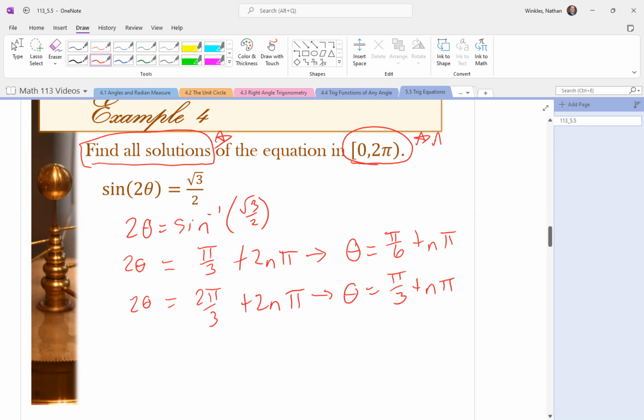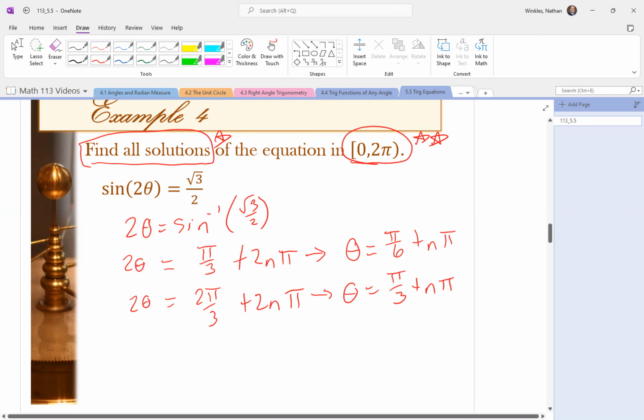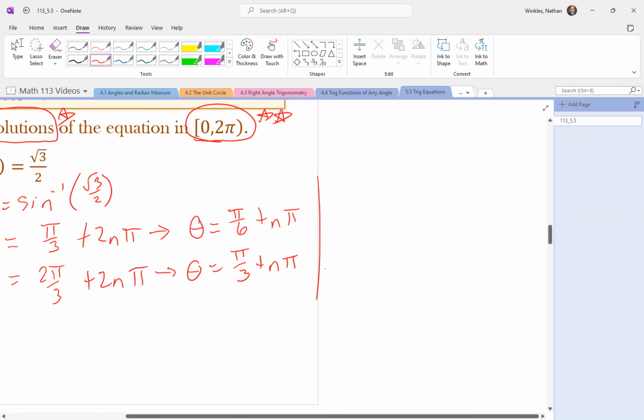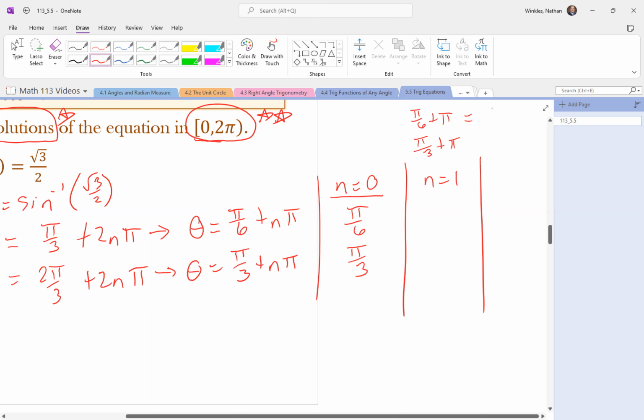Now, we have to check to make sure that our solutions are inside of the interval from 0, closed, to 2 pi, open. So what we want to do here is plug in specific values. Let's start with n equals 0 and see what happens. All right, so we get pi over 6 and pi over 3. Next, we're going to let n equals 1. So that means we'll have pi over 6 plus pi, and pi over 3 plus pi. In this case, we have 7 pi over 6.